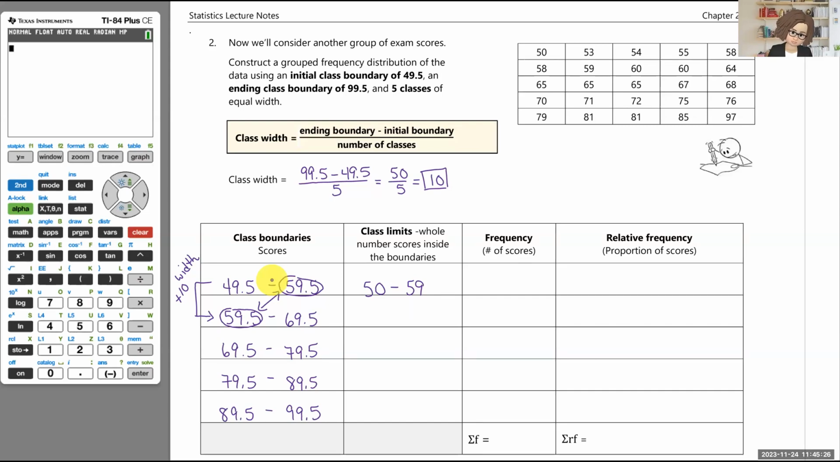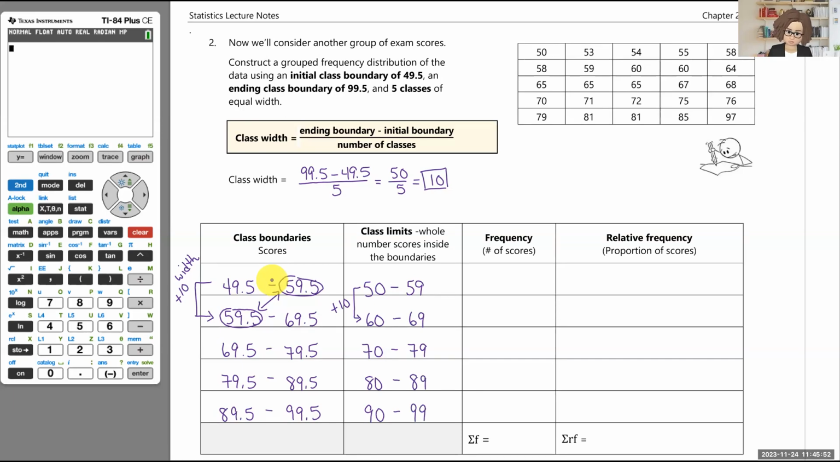And then once you get started, you can just go down that page again by adding the class width. So the next grouping would start at 60 and then 70, 80, 90. And equivalently, you can do that for the upper limits. So 59, add 10, 69, 79, 89, 99.